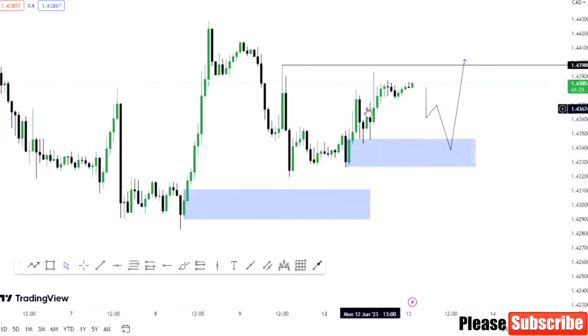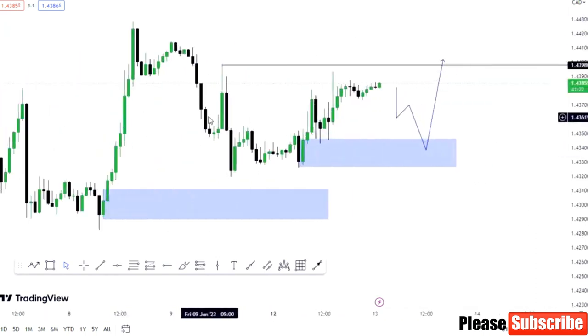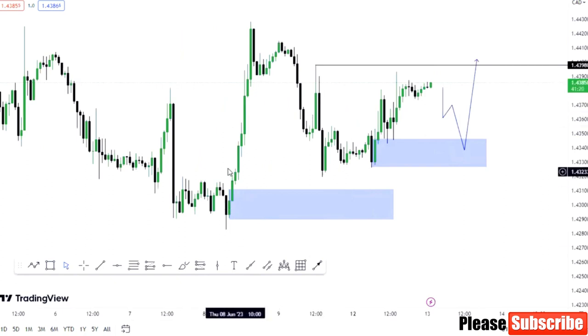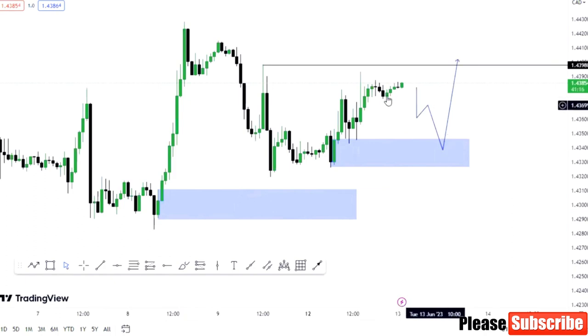So typically this is how you do your analysis. First of all, you get the market on the 1 hour and spot your supply and demand zones. If the market hasn't been in your zone yet, you just have to wait for it. You can't force it to come to your zone. But if the market is in your zone, that's when you go down to the 5 minutes.